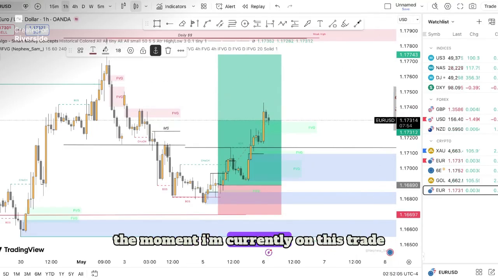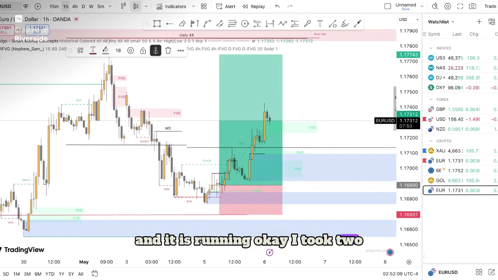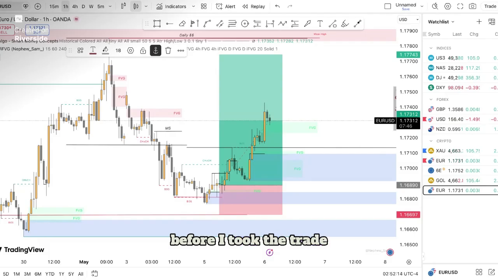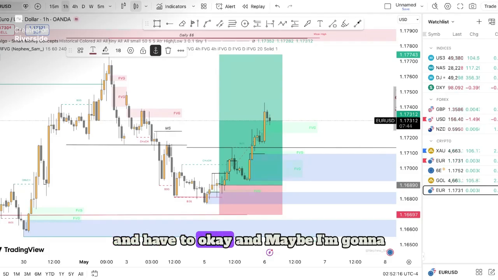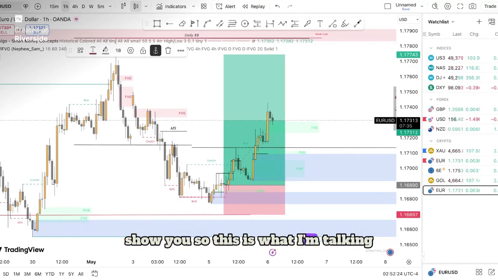So at the moment I'm currently on this trade and it is running. Okay, I took two positions. I'm gonna show you the picture of before I took the trade and after. Maybe I'm going to post the video because I did a breakdown of how I took the entry anyway, but I'm going to show you. So this is what I'm talking about.